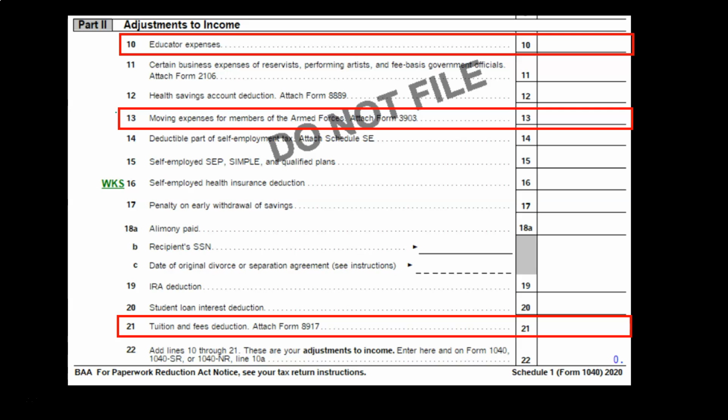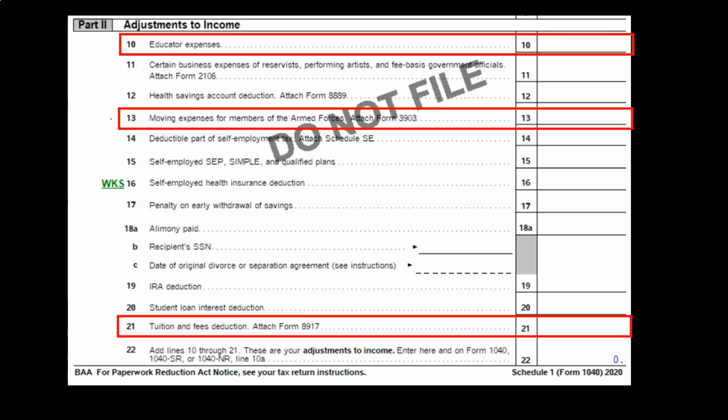But they removed that now for the most part, and now it's very restricted to armed forces. So now we're talking about moving expenses for members of the armed forces, where we would attach Form 3903. So again, you might get people asking you questions about moving, like, well, I moved for work. Don't I get a deduction related to that? Not right now, because they removed it basically 2 years ago, unless you moved related to armed forces.